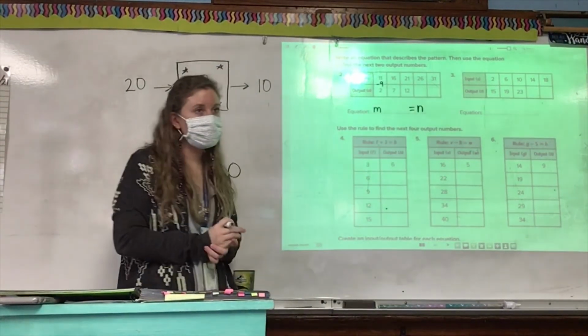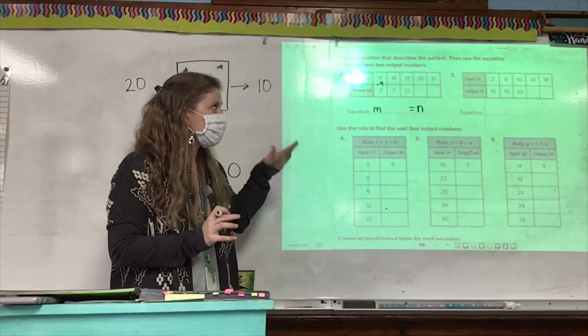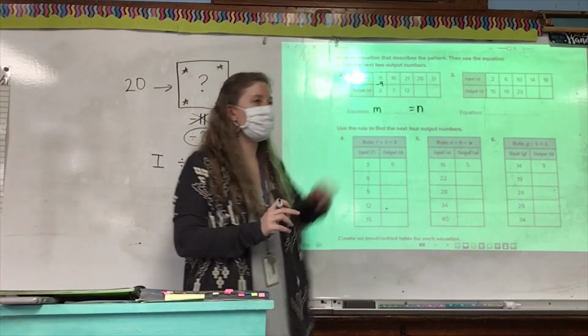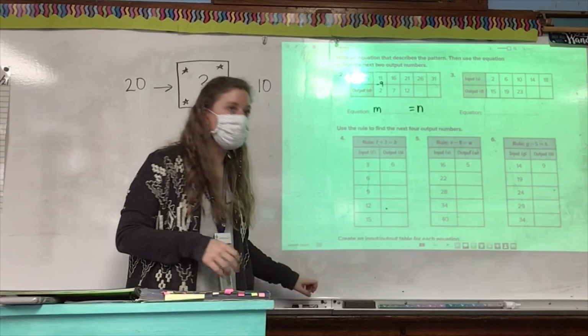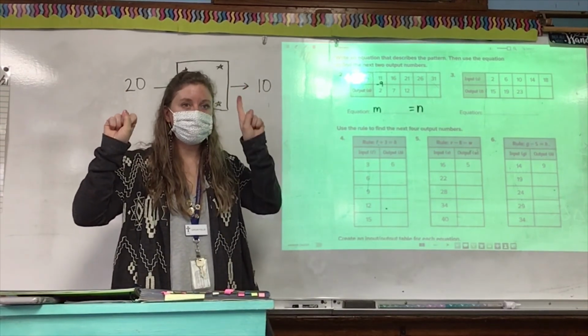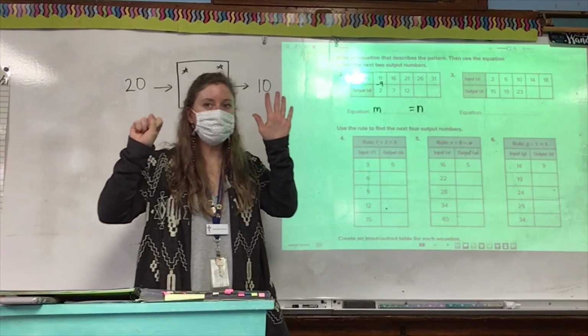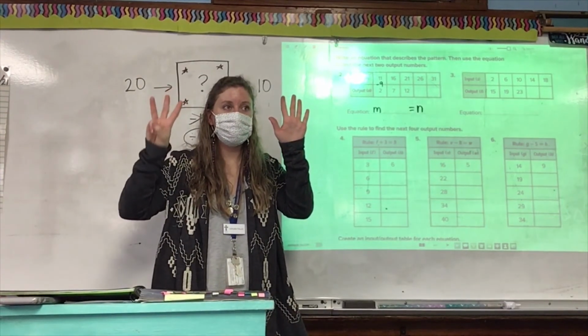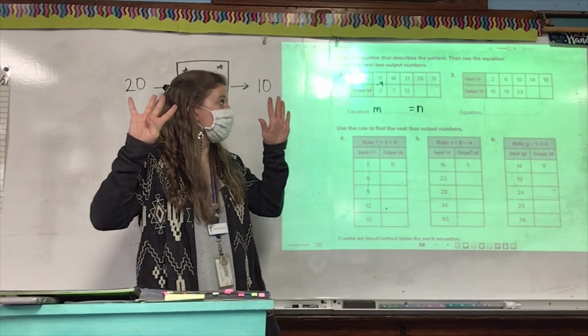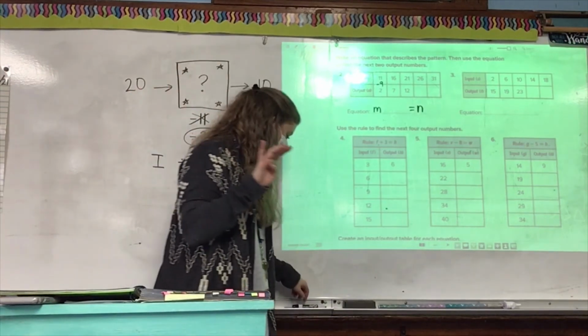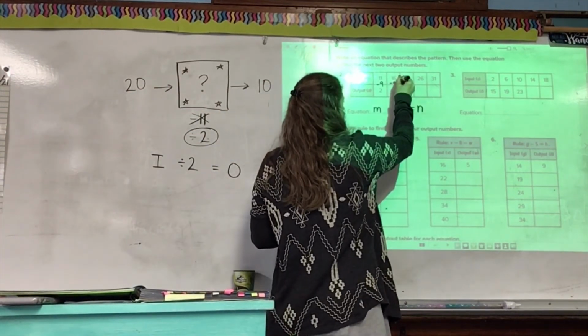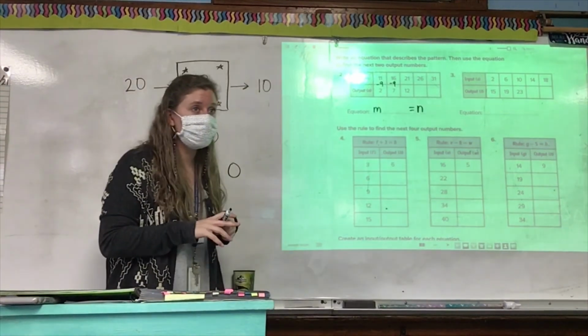Now, should we automatically say that's the rule? No, let's check. Is 16 minus 9 7? Let's test. 16, 15, 14, 13, 12, 11, 10, 9, 8. So, is 16 minus 9 7? Yes. So that's probably our rule, but let's check one more time.